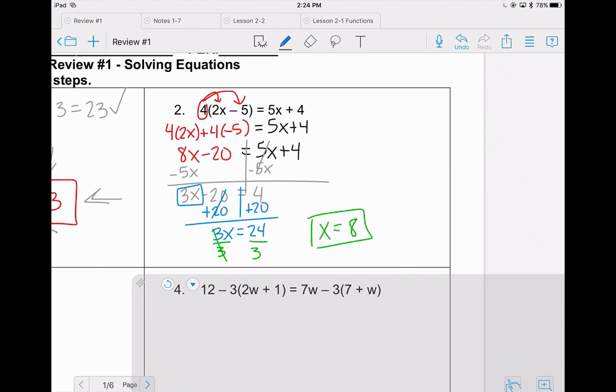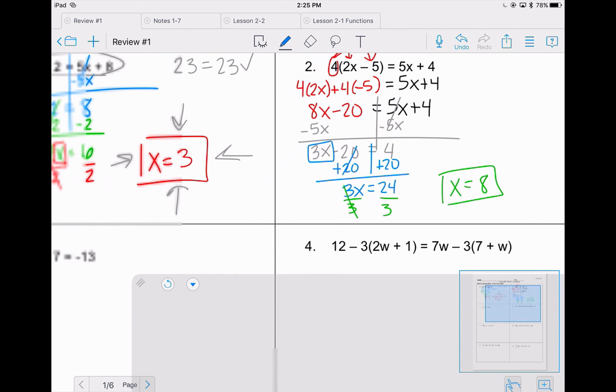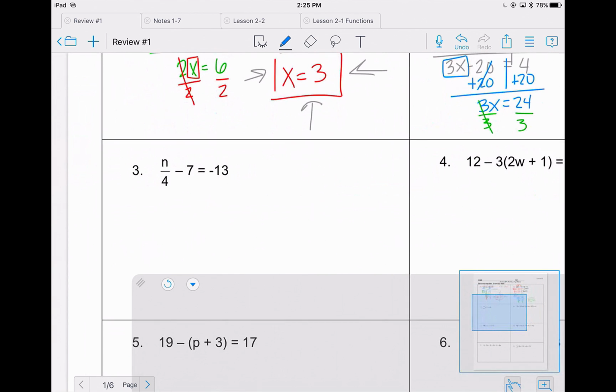Remember on the test to go back and check your work. For the sake of time, I'm going to keep going, but you would just plug in 8 anywhere you see x and make sure the left side matches the right.